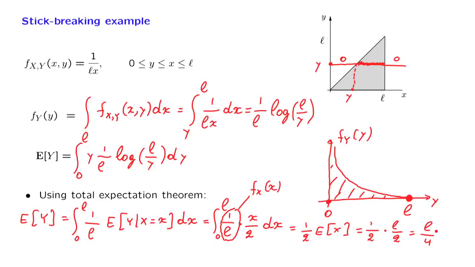So this example is a particularly nice one because we used all of the concepts that we have introduced: marginal PDFs, joint PDFs, conditional PDFs, and the relations between them, as well as expectations, calculations of expectations, and conditional expectations, as well as the total probability theorem.